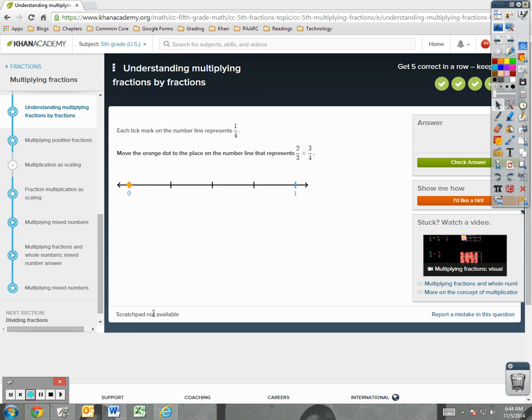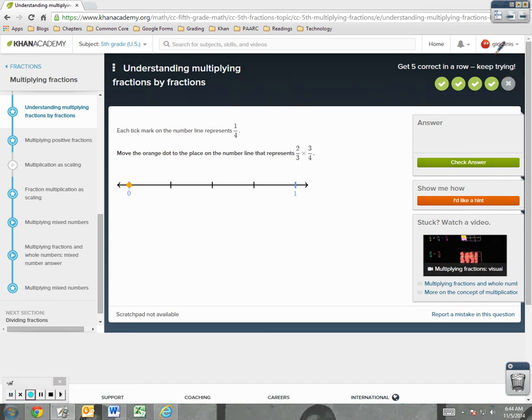Now, unfortunately, this has no scratch pad available, but because of technology and Active Inspire, I can write on this. Now it says each tick mark on the number line represents 1/4. Move the orange dot to the place on the number line that represents 2/3 times 3/4. Now, I'm going to write 2/3 times 3/4. You notice I did use the multiplication as an x.